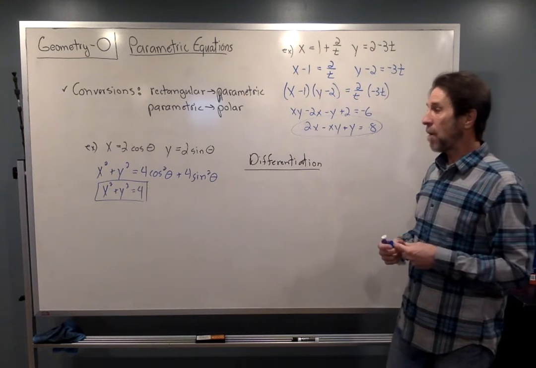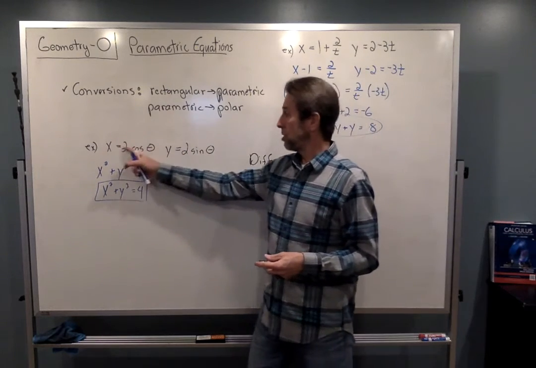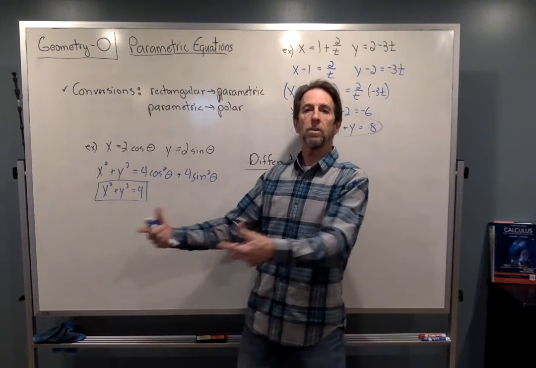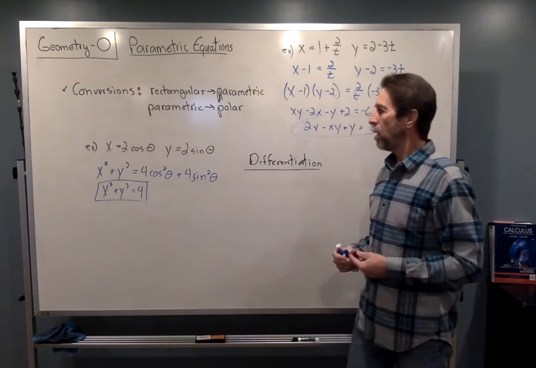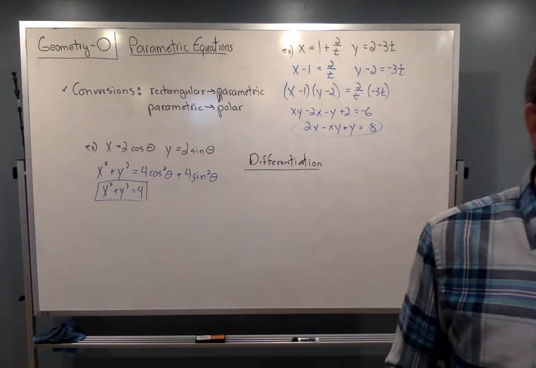In order to do that, however, if I wanted to find, for example, something tangent to this curve, I could change it to rectangular and then work with it as a rectangular function. However, it's nice to also be able to find the derivative in terms of the parametrics.